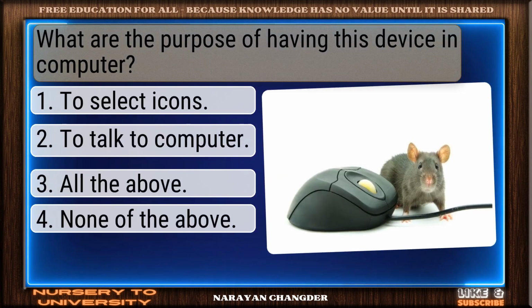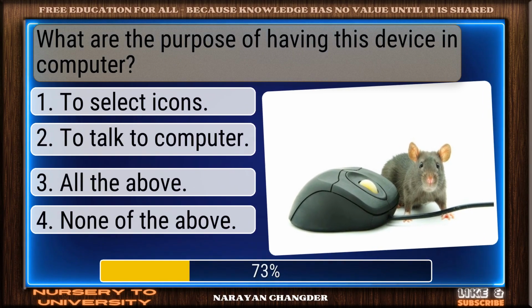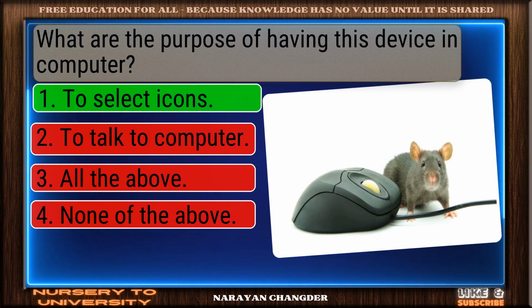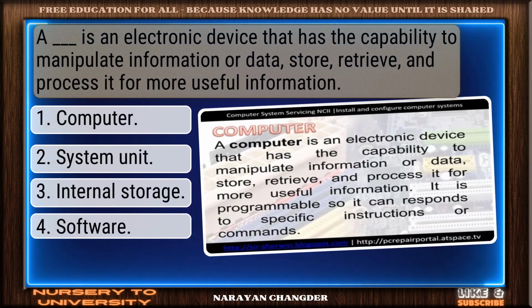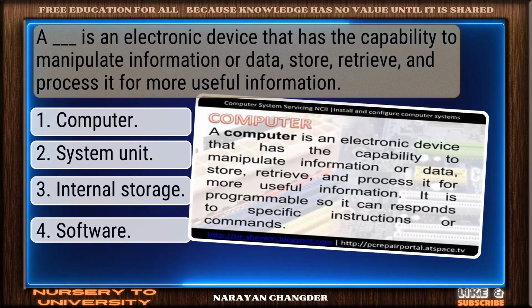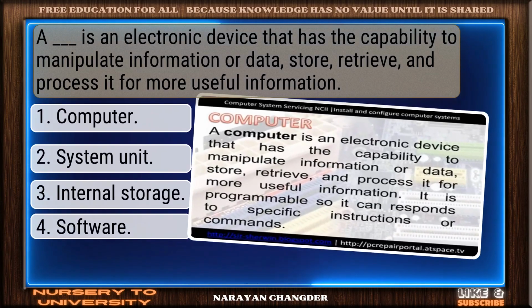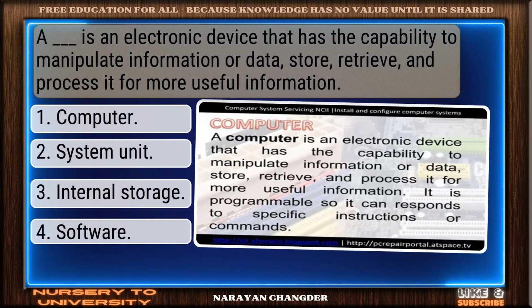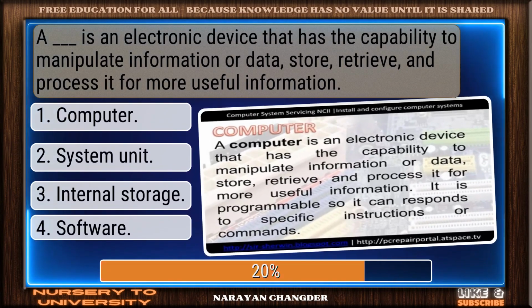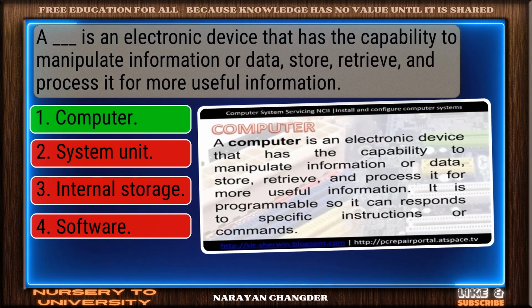What is the purpose of having this device in a computer? Correct. To select icons is spot on. A dash is an electronic device that has the capability to manipulate information or data, store, retrieve, and process it for more useful information. Valid point. Computer is true.